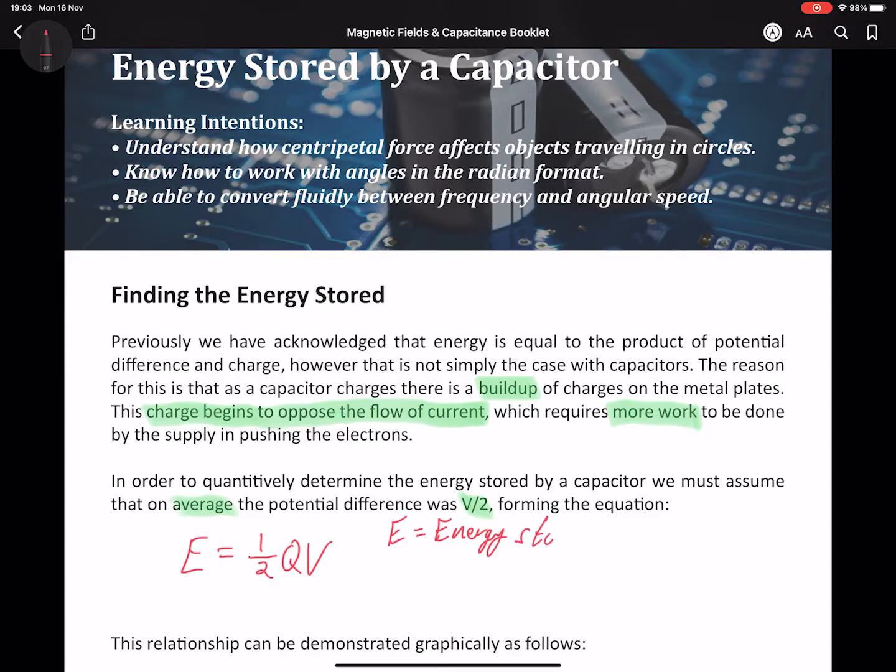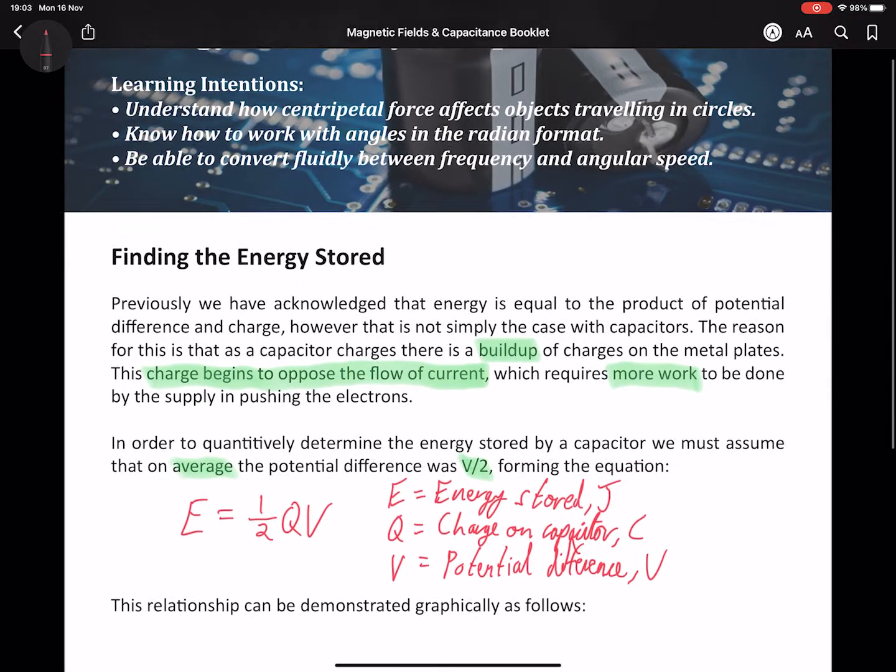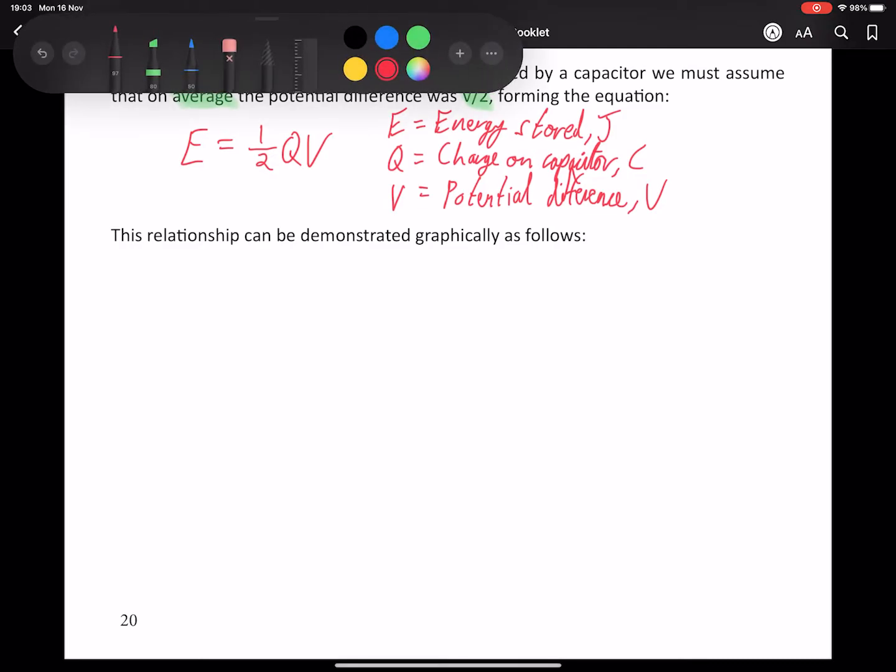So E represents the energy that we're storing in this capacitor, whereas Q is obviously the charge on the plate. And V represents our potential difference between the two plates, the positive and the negative. Now this equation is very easy to substitute into, as if you don't have a value for Q or a value for V, you can use the capacitor equation from the previous session. And substituting in is quite straightforward, but also given on the datasheet.